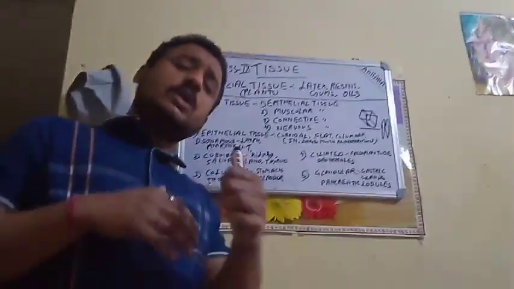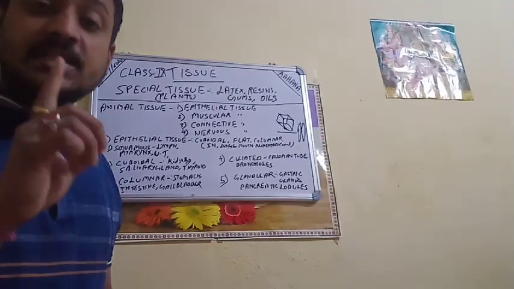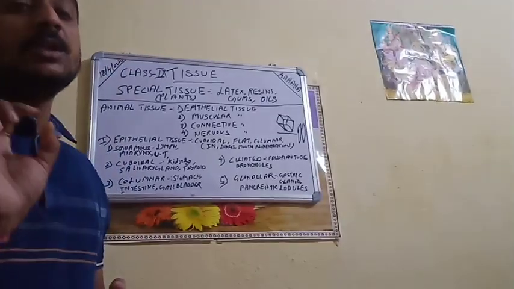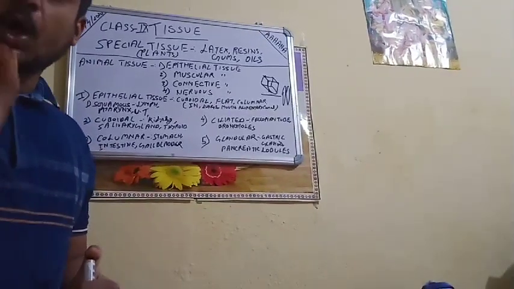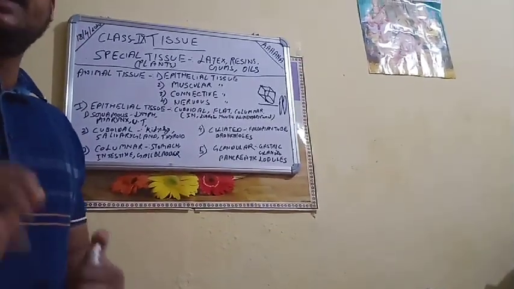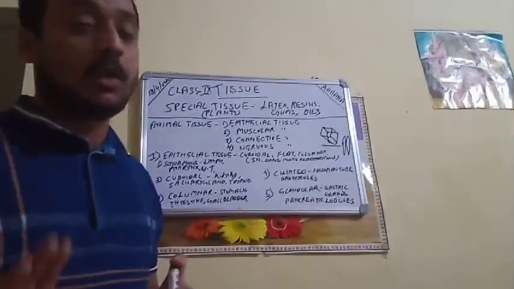If we look at the whole presence of epithelial tissue, we can say very clearly that epithelial tissue is present all over our body, either in a majority or in a minority. Means either in a maximum amount or in a small amount, but it is present all over our body.